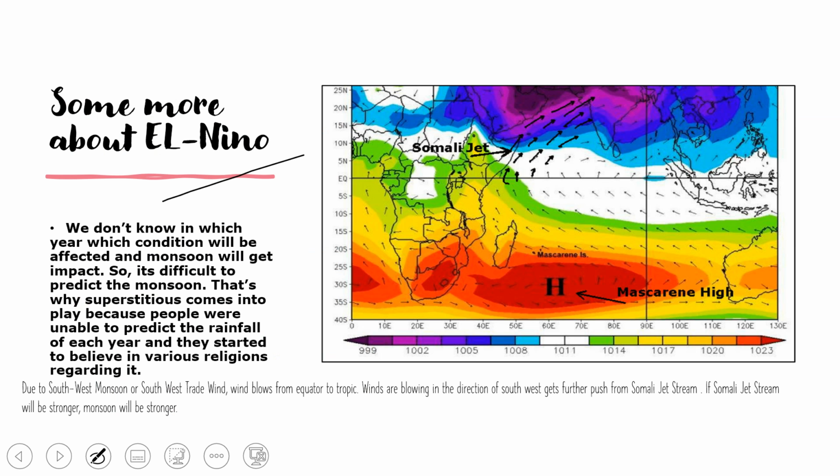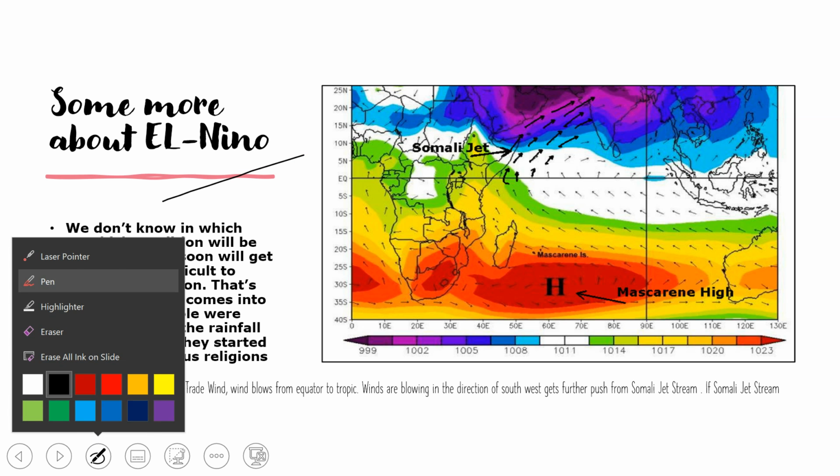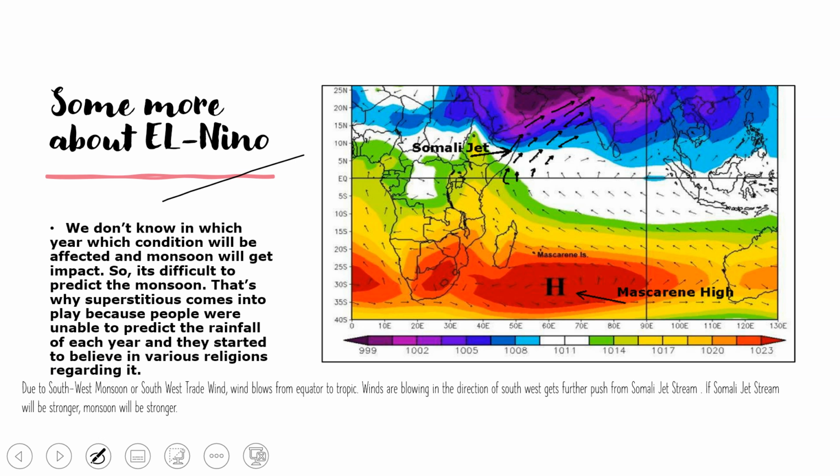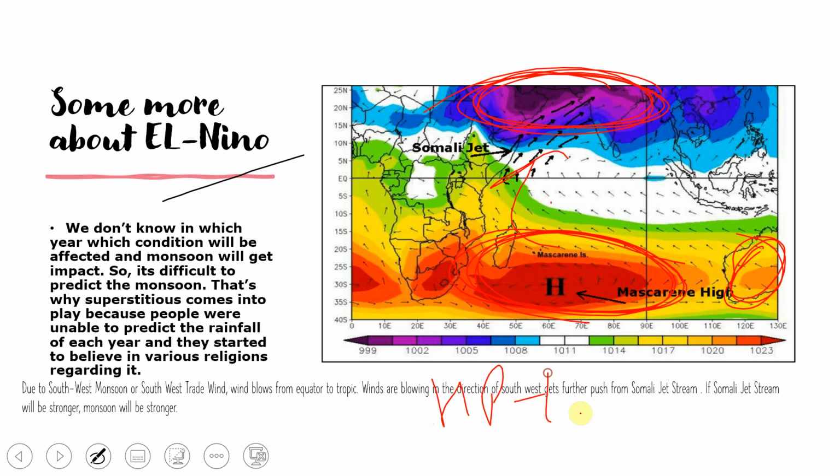This slide is saying that we don't know in which year which condition will occur and the monsoon will get impacted. So in India we see some superstition-like behavior, that people start doing puja, because we don't know in which year the Tibetan plateau will get intense heat and low pressure, or in which year Australia will get intense low pressure. Suppose in a year this area does not get low pressure, then ultimately the high pressure will not be present, and this will not make your monsoon move here, because wind blows from high pressure to low pressure.